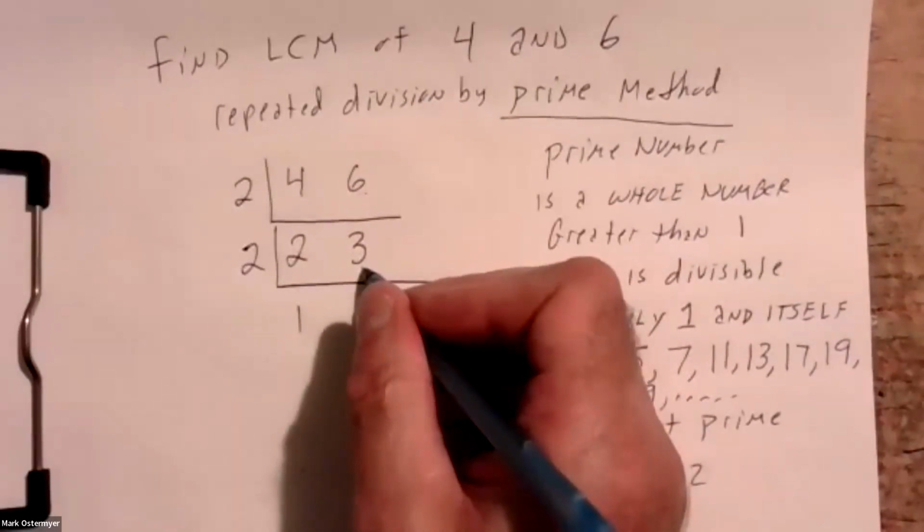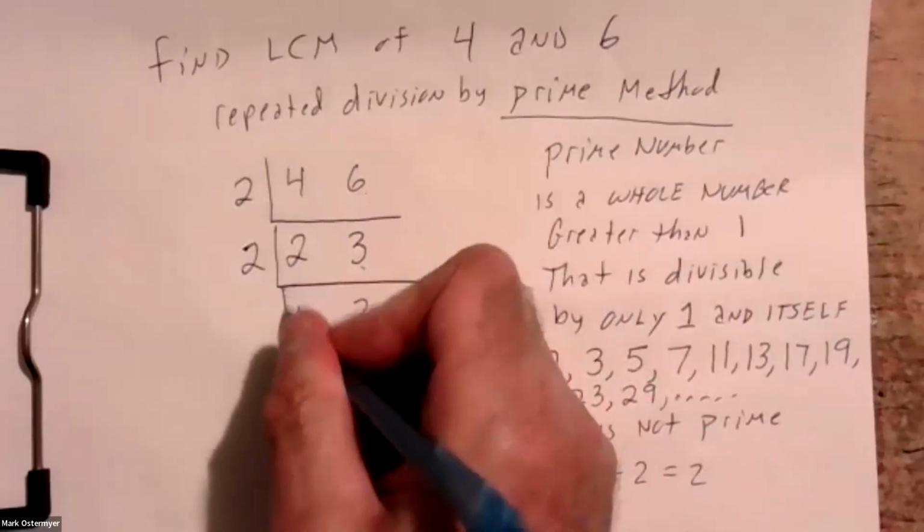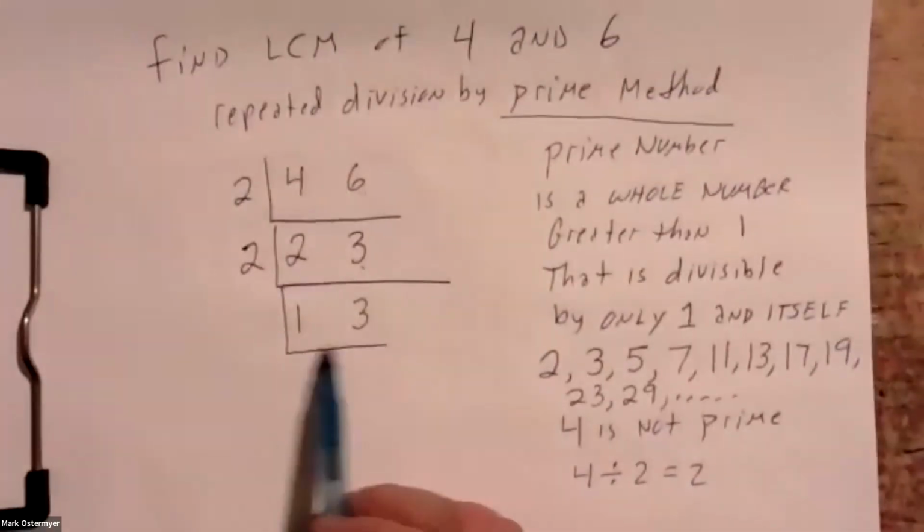1? 1's not a prime number. 2. 2 divides into itself once and does not divide into 3 evenly. We just bring the 3 down. Can you give me a prime number that divides into 3?